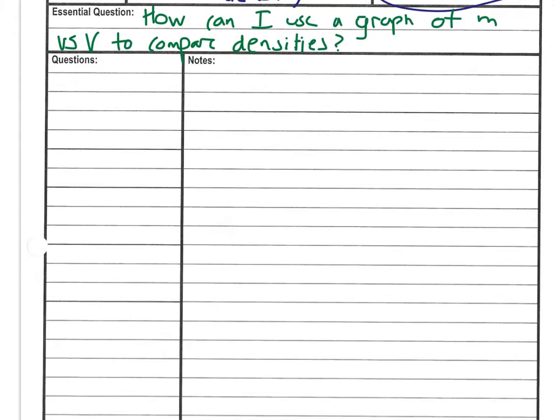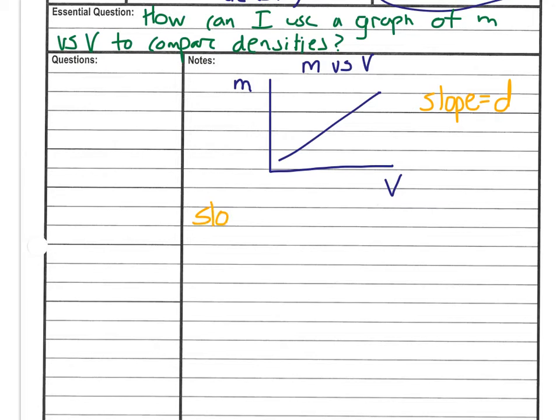What is this graph going to look like? First off, when it says M versus V, that's telling you the Y first and the X second. So we're going to have M here and V here, just like we did in the lab. And there's going to be some line here. And what is special about this line is that its slope is the density of the line. So to see where that comes from, let's do that really fast.